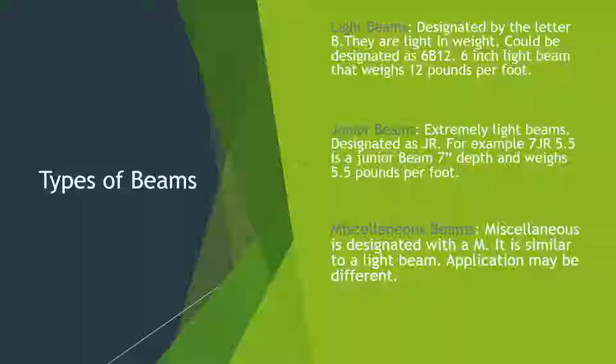So looking at the light beams there, they're designated by a B. They're light in weight, and that's how they're usually designated, such as 6B12.6. So that'd be a 6-inch light beam weighing 12.6 pounds per foot. You've got your junior beams, which are extremely light beams, and they are designated by a capital J, a capital R. Again, there's an example, as we see in the light beams above. Miscellaneous beams are designated with an M. They're similar to the light beam, but their application may be a little different.